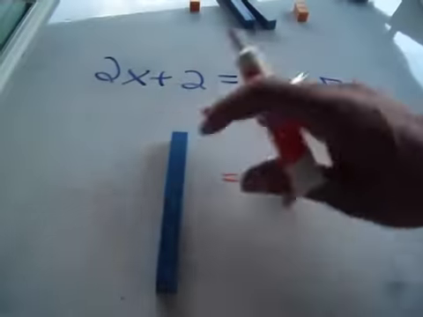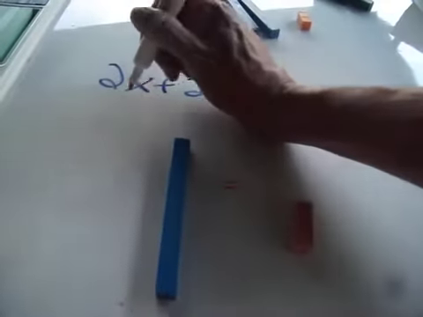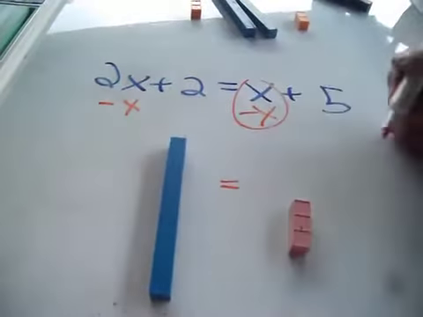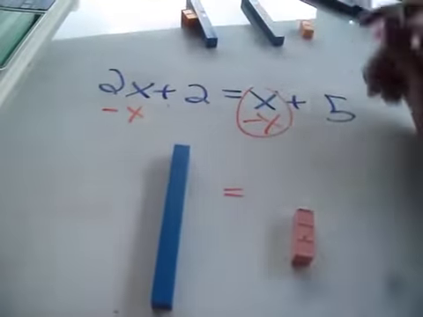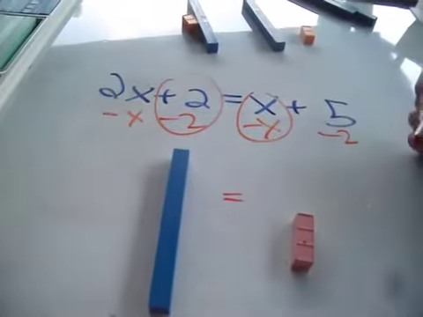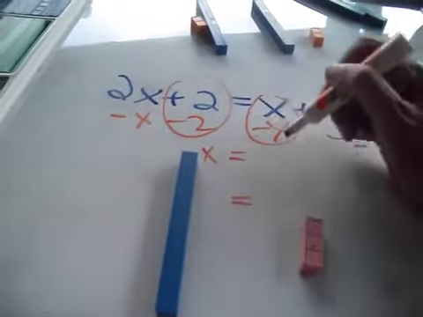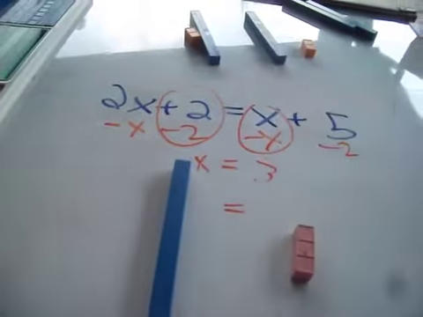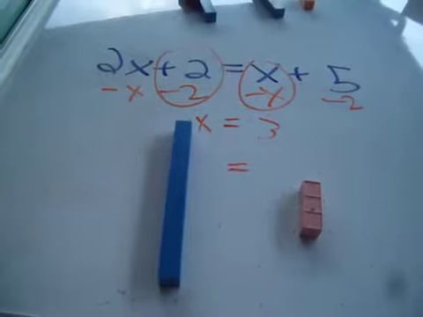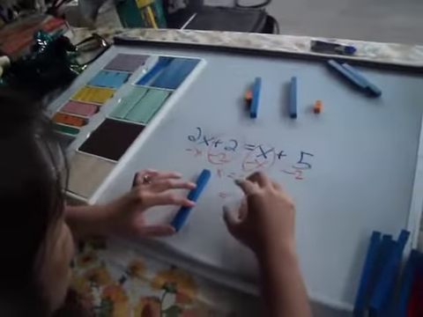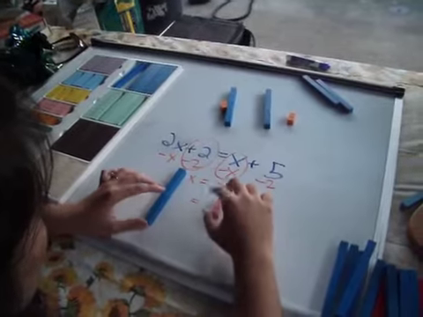So what do we do? What we did was, first thing we did is we took away x. And we took away x. 0, 0. Right. There they are, the 2 x's we took away. Then we took away 2, and we took away 2. 0, 0. And then we wound up with x equals 3. Just like that. Make sense? Yeah. Super easy, right? It's really easy. Good.